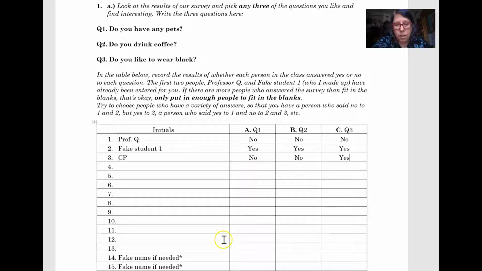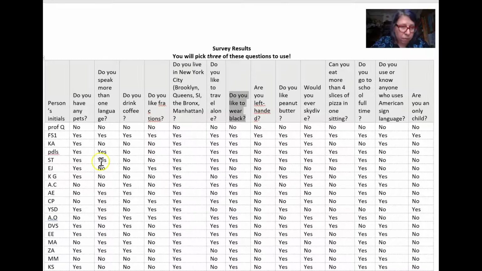Once I put in CP said no, no, yes, I go for some other people in the survey. So I'm going to go back to the survey again, and I'm again looking for a variety. Well, let's see. KA said yes, so maybe I'll pick that person. That way I have a yes for that question. And they said no to coffee, and they said yes to liking black. So yes, no, yes.